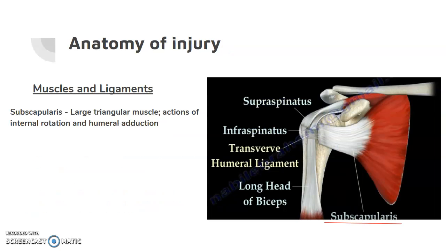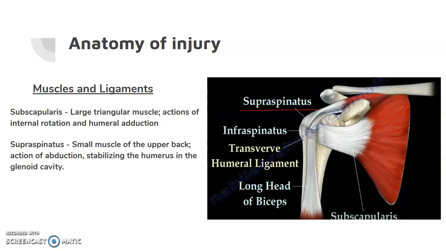Now for the muscles and ligaments that are involved in the injury. The subscapularis is a large triangular muscle, and its actions are to internally rotate and adduct the humerus. The supraspinatus is a small muscle of the upper back, and its actions are to abduct and stabilize the humerus in the glenoid cavity, also known as the shoulder socket.